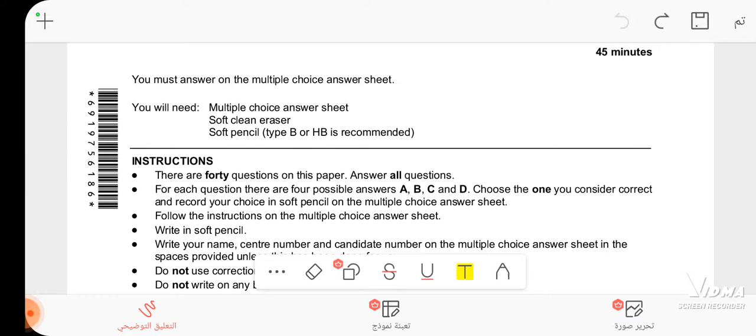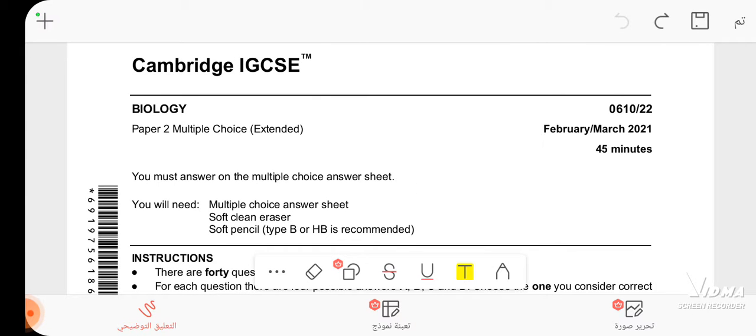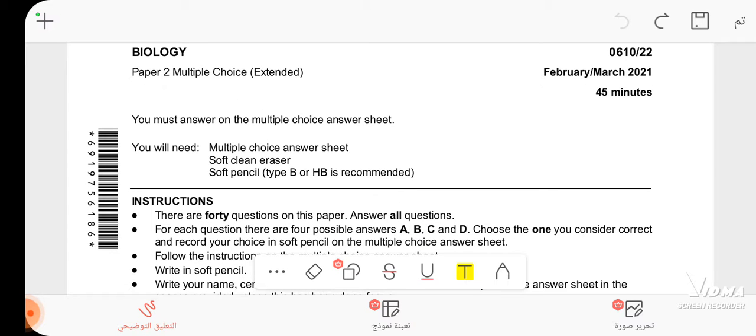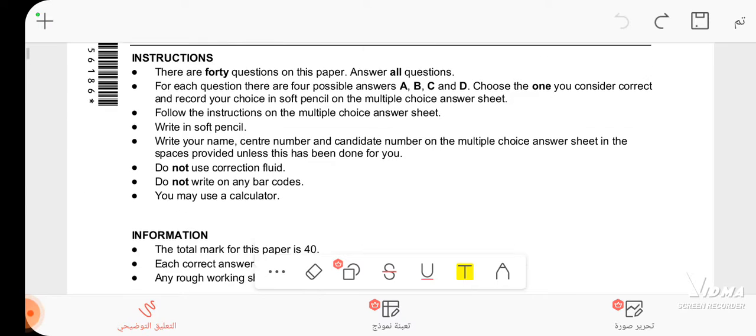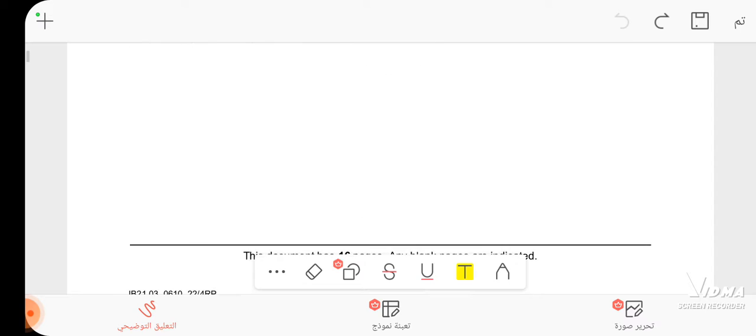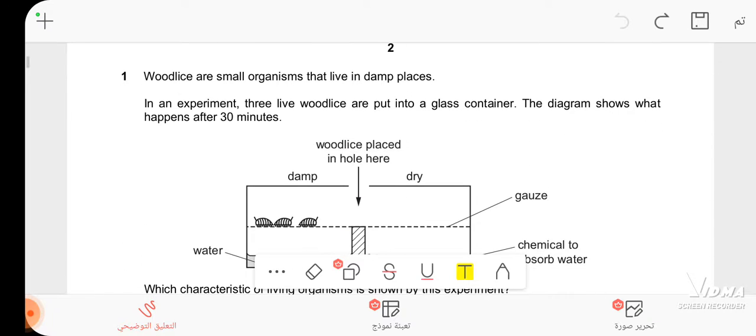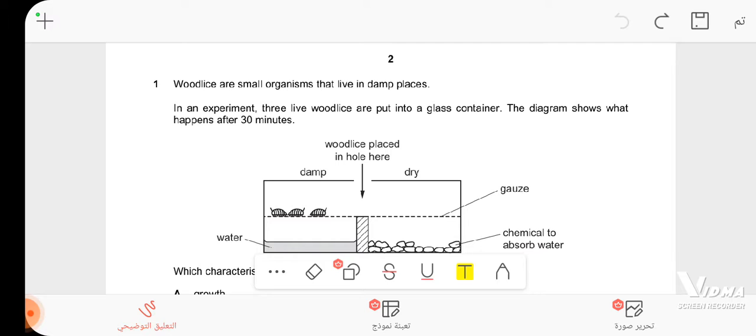Welcome again. Today we'll talk about paper 2 in biology for February, March 2021. As you know, this paper is very important. It consists of 40 questions, and you have to answer all of them. Each question has possible answers A, B, C, D, so you have to choose the best answer. Then write your answer with a soft pencil on the answer sheet. This paper is out of 40 marks, but at the end it will be multiplied by a factor, so the mark will increase. So it is a very important paper.